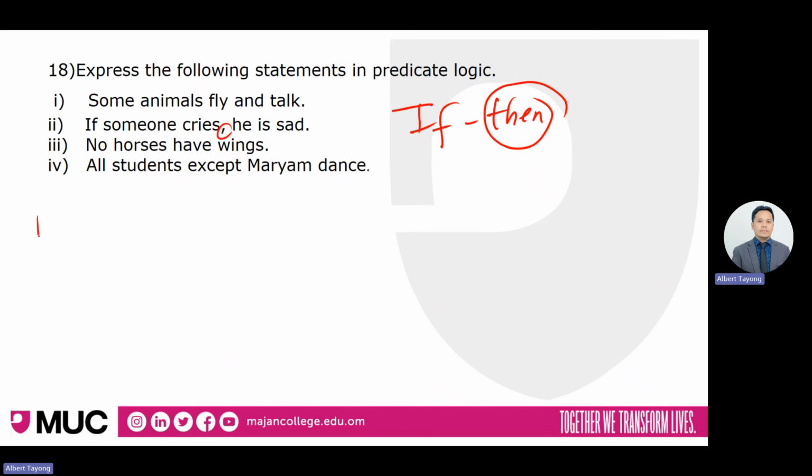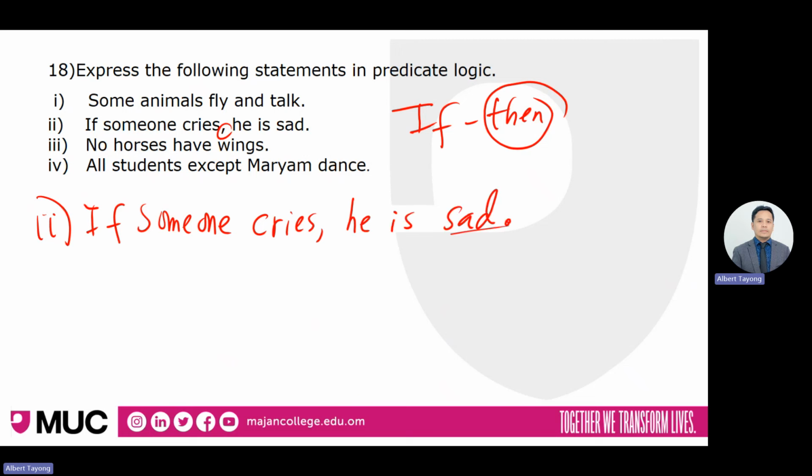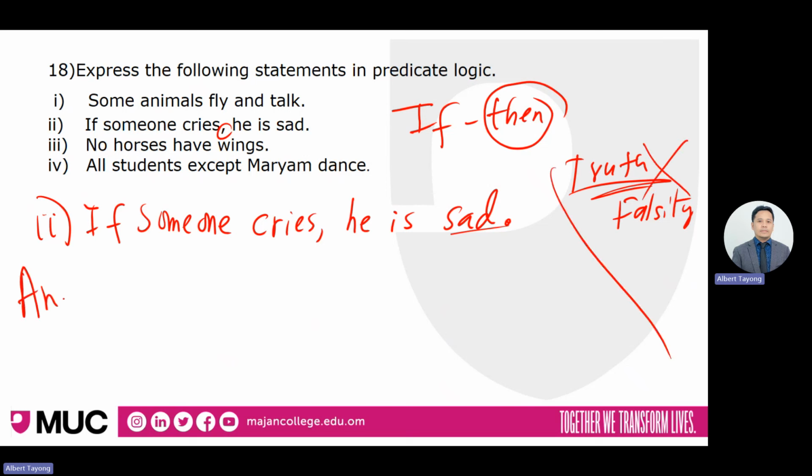So for number 2, we have if, so the keyword is someone. Someone cries, then he is sad. Guys, we don't know whether this is true or false. We don't look at the truth and the falsity here. We are just converting. We are not looking at this. Okay. Now, the answer will be starting from there exists because of someone.